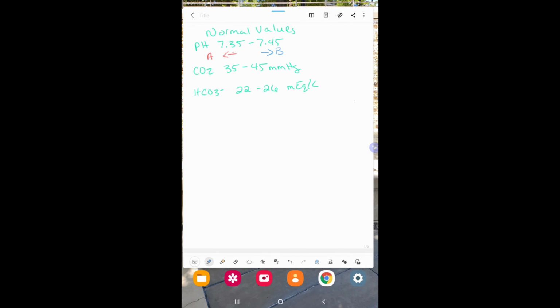And since I'm already in blue, I'm going to go down here to CO2. On the CO2, anything that goes to the left is going to be your base or an alkalosis. And anything going to the right is your acid or your acidosis. And on your bicarb, anything that goes to the left is your acid or your acidosis, and anything going to the right is going to be your base or your alkalosis.